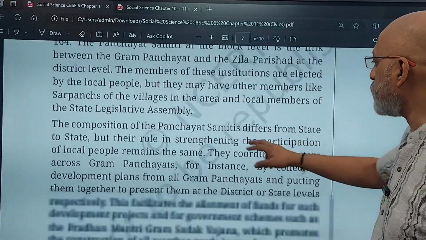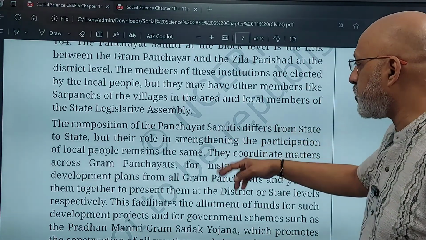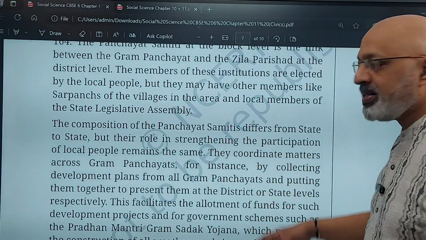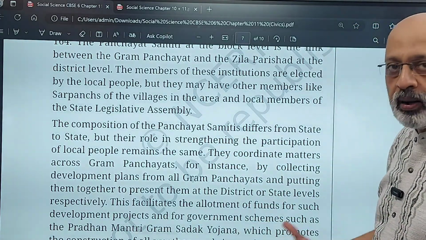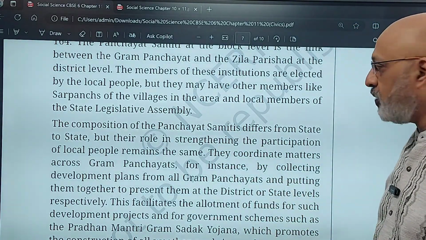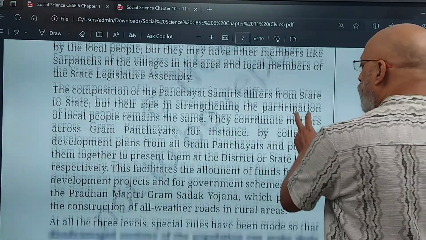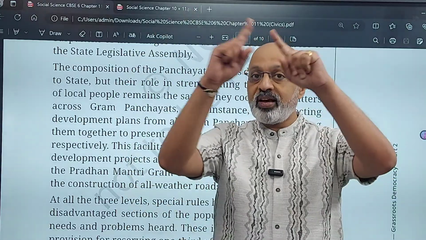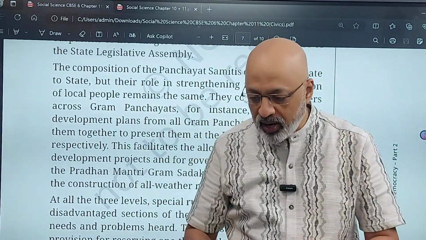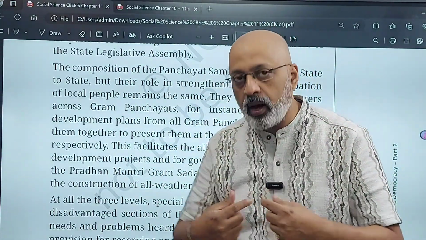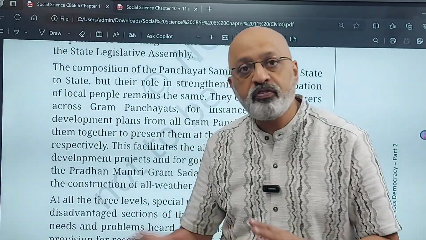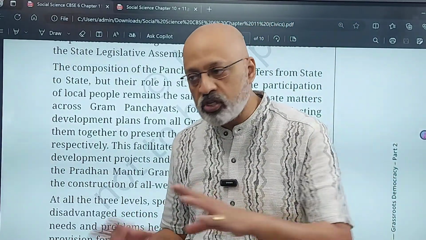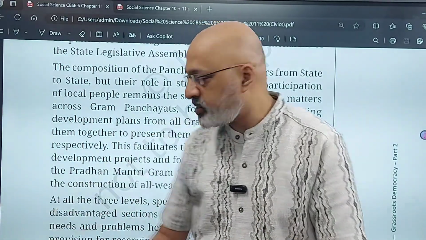Okay. So the composition of the panchayat samitis differ from state to state, as I said, but their role in strengthening the participation of local people remains the same. That the role is the same, but number जिस तरह से elect होते हैं वो सब अलग-अलग होता रहता है. They coordinate matters because this is decided by the state government. It is not decided by one central government. So हर state government अपने मुताबिक you have different kind of system. So Maharashtra का system will be different from Tamil Nadu system, will be different from Bihar का system.